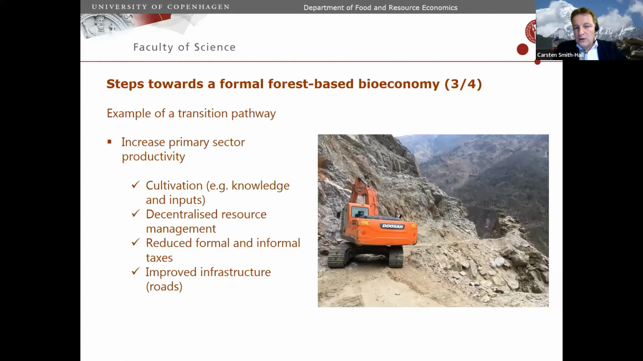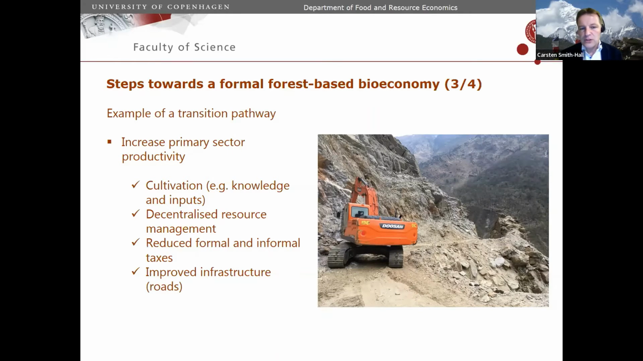Another way to increase primary sector productivity is decentralized resource management. That's a big issue in Nepal, and has been very successful in terms of community forestry, and it's possible to roll that out to also include commercial medicinal plant resources in forests, but also in other habitats that are actually part of the Forest Act. There's the opportunity also to increase productivity by reducing formal and informal taxes, simply making it more convenient and more profitable to be part of the trade.